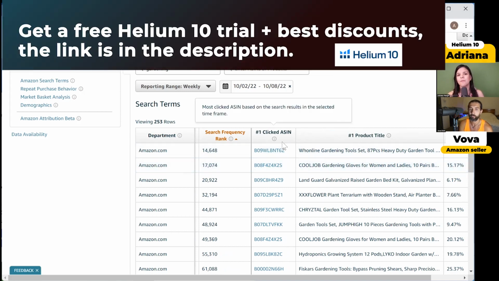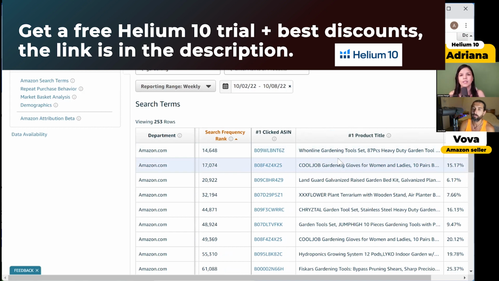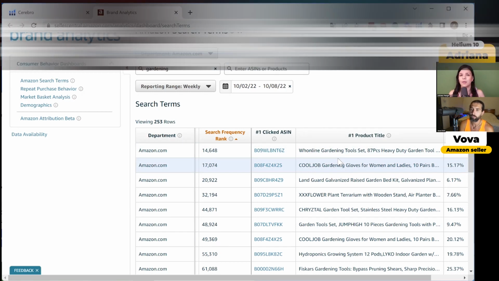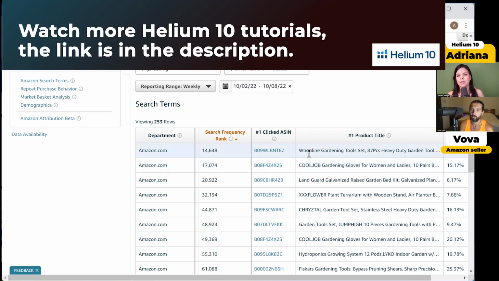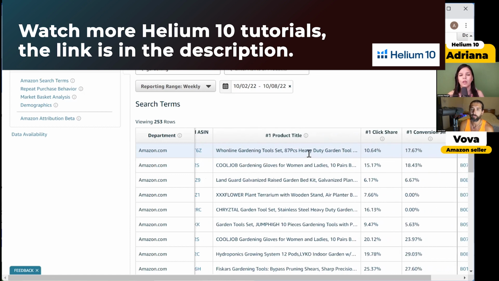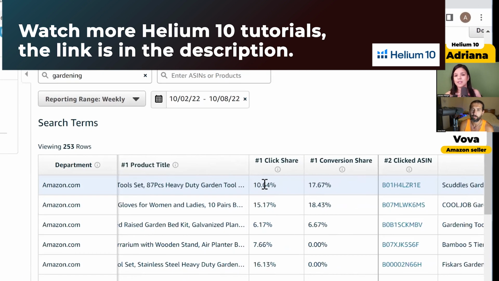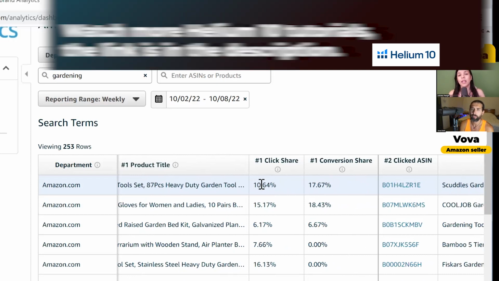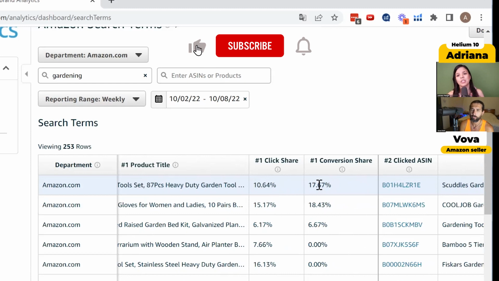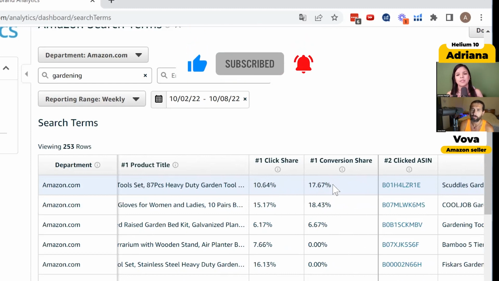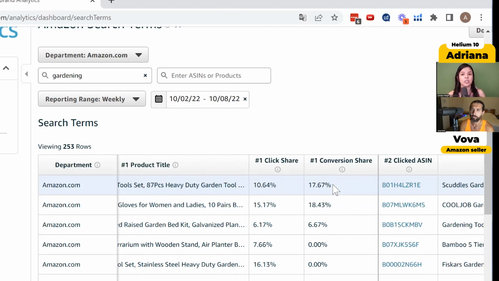In here, you'll see information on the number one clicked ASIN, which is very interesting, right? Because that means that they are the ones getting the most attention, at least the most clicks. It doesn't mean necessarily that they are getting the most conversions, but in here you see, for this keyword, that this is the number one clicked ASIN. You see how many clicks they're getting. So they are getting 10%, almost 11% of the clicks. And from those clicks their conversion rate is 17%, which is pretty good, I think, almost 18% of conversions from those clicks, right?